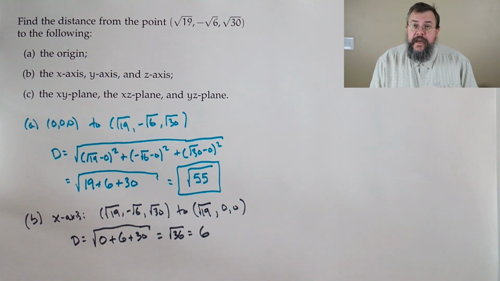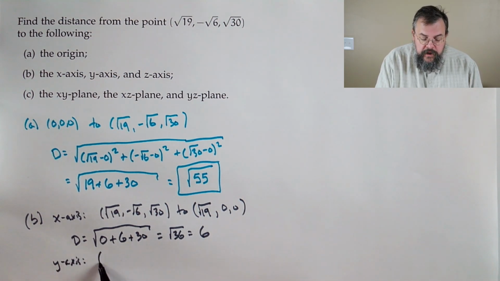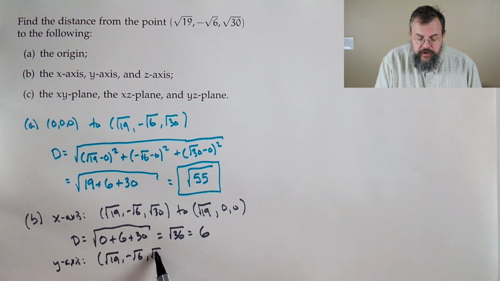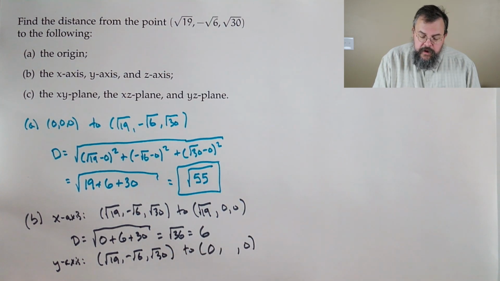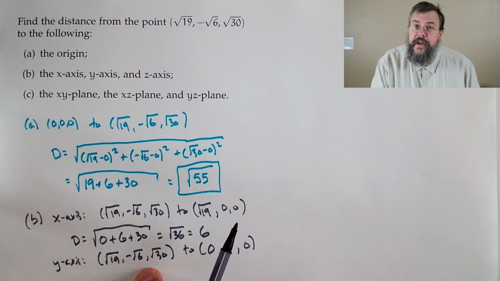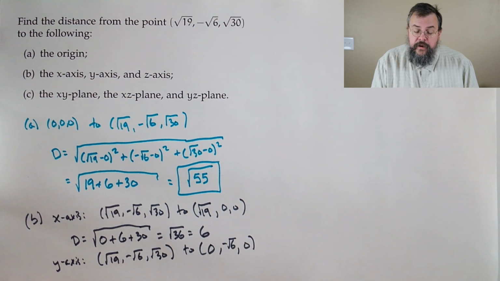Now, once you see the x-axis, the other axes work very similar. So, for instance, the y-axis will be what? Well, we have our point, square root of 19, negative square root of 6, square root of 30. And what we want to do is go to something that looks like 0, comma, something, comma, 0. Well, get as close to negative root 6 as you can. So, negative root 6. That's the nearest point.